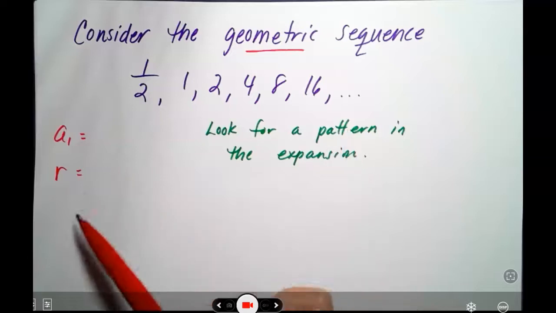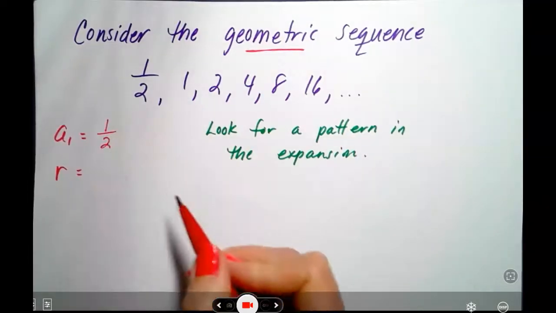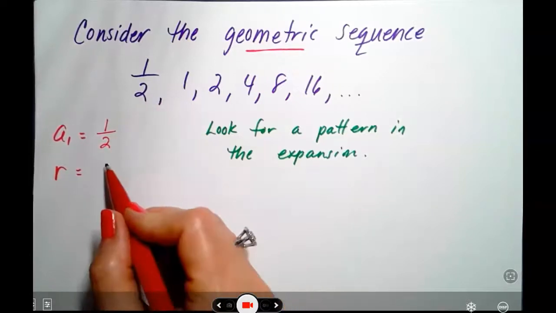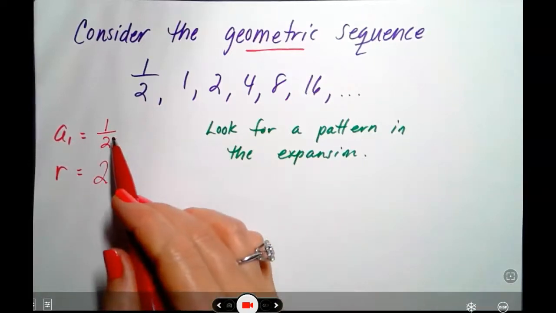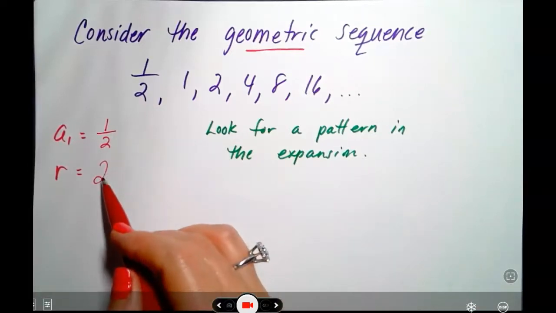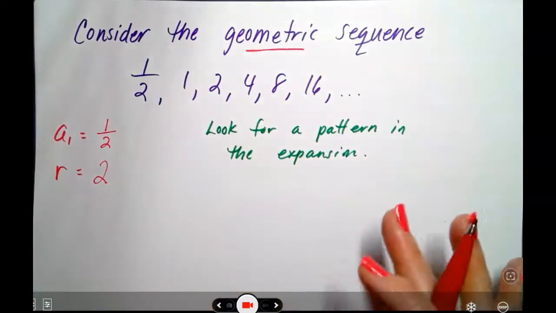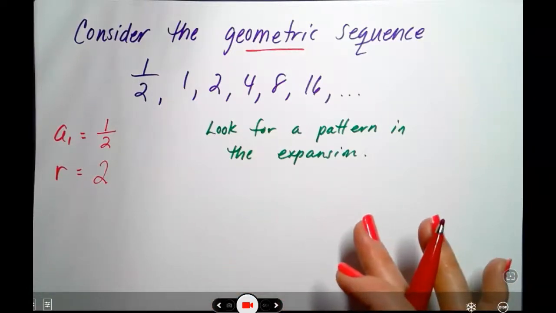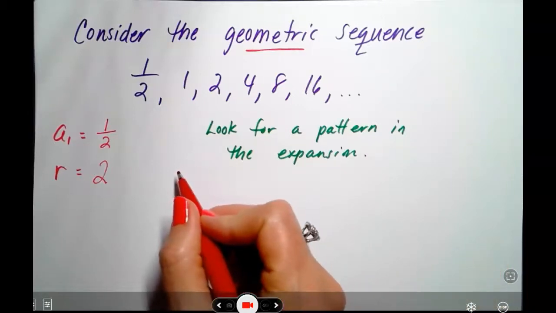So first of all, what do we know? We know that the first term is 1/2, and obviously here the common ratio is going to be 2 because it's doubling every time. So a sub 1 is 1/2 and r is 2. That's pretty easy to see. Now this one is super simple, but let's apply what we're going to see here when we look for a pattern in this expansion. That might help you in ones that are subsequently harder.